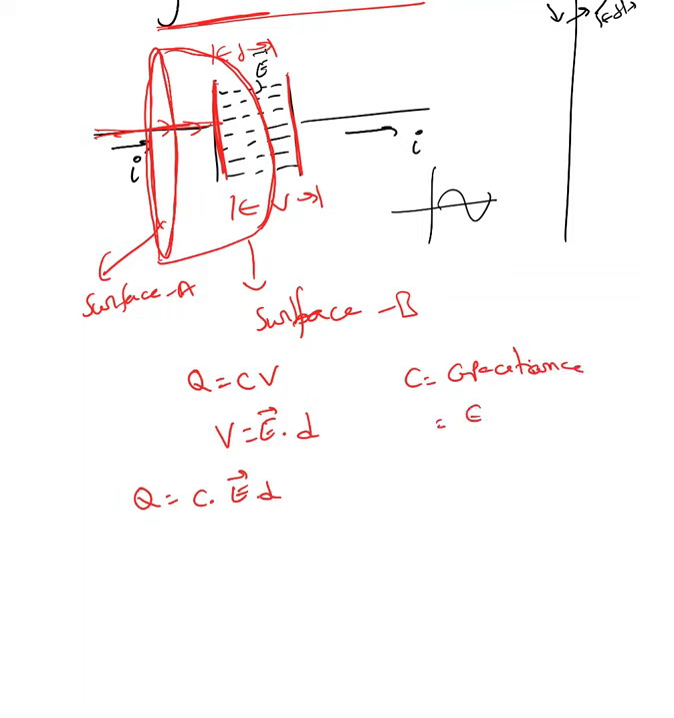If you remember, capacitance is epsilon naught A over D. There is a K constant, the dielectric material constant. I'm going to take it as 1, assuming it's filled with air. So I'm going to substitute C as epsilon naught A over D times E times D. So D gets cancelled out, and we end up with Q equals epsilon naught times A times E. That is the charge on each plate of this capacitor.